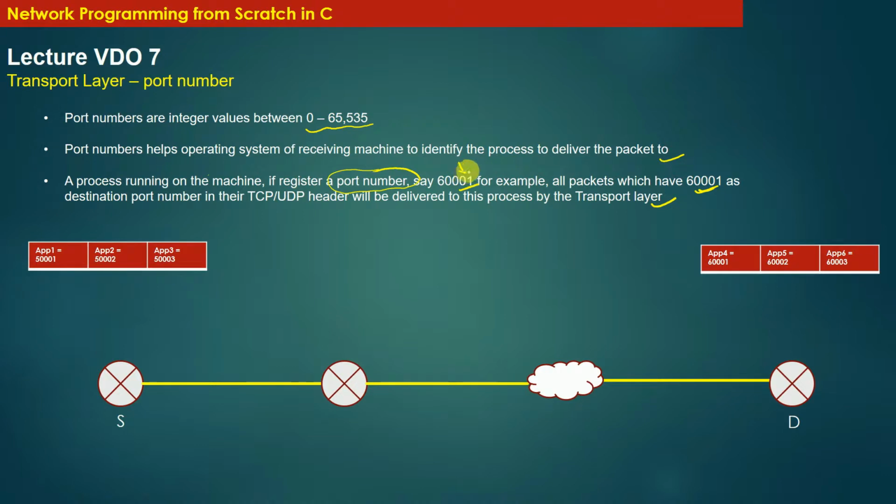on port number 60,001. The application has to tell the operating system that, hey, I am interested in receiving all the TCP or UDP packets which are coming with destination port number such-and-such.